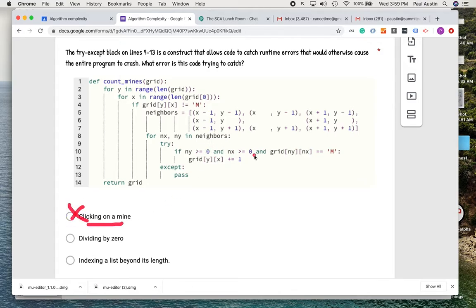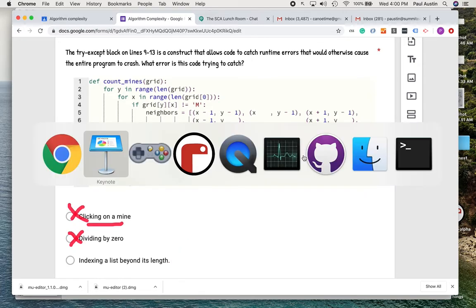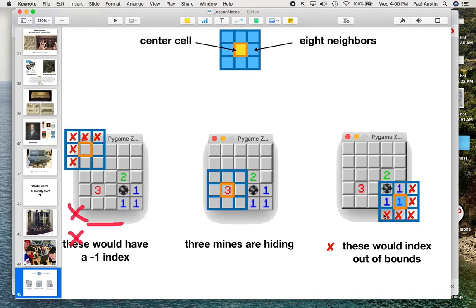Dividing by 0. But in this try, in this code here, nowhere in here is there a division. So nope, not divide by 0. It's a different piece. So we can guess it's this, but let's look at the answer. Indexing a list beyond its length. And it's like, well, shoot, we're indexing, so maybe. In fact, what that's trying to protect us from is exactly this. So I'm going to clear off that screen. There. It's these particular cells right there. Those would be indexed off the edge.